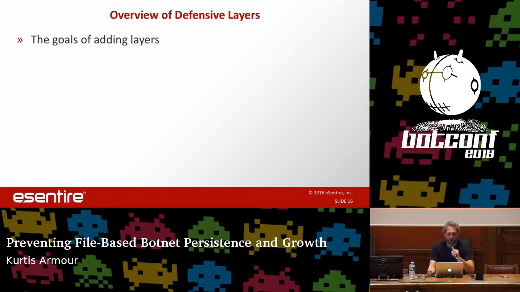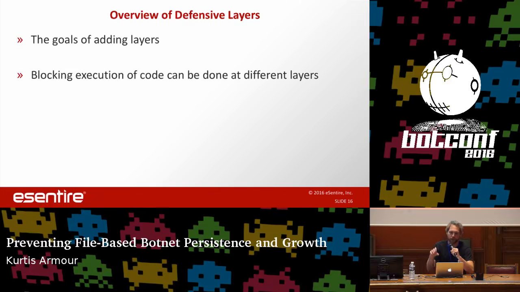As I said before, the goal of adding layers is to make things more difficult. The more things that you strap on, the harder it is for someone to bypass all of the security layers that you have. And the main goal is to stop the auto execution of bad content. So when someone double clicks on something, you don't want that to execute and be able to do whatever it wants.